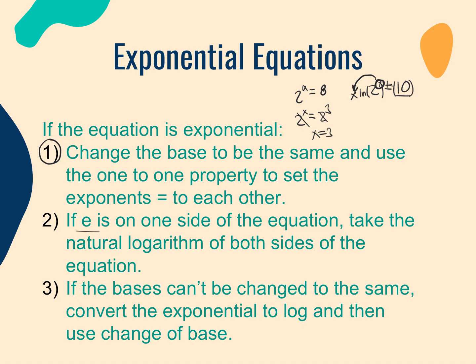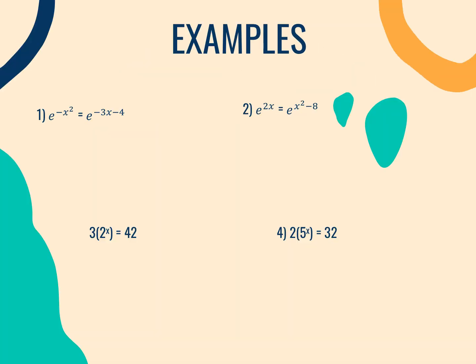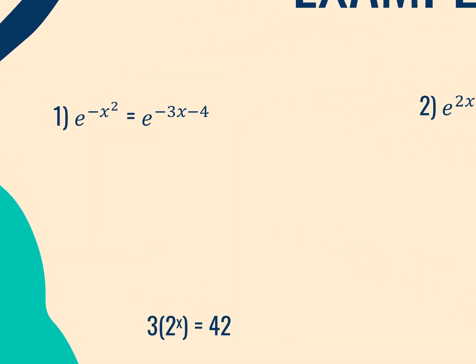If you have e on one side, you're going to take the natural log, so ln of both sides, that cancels it out. And if you have just 2 bases that can't be changed to be the same, then you're going to, again, just log or ln both sides. All right? So if you look at this first example, we have a base e and a base e. You can just cross those out, right?